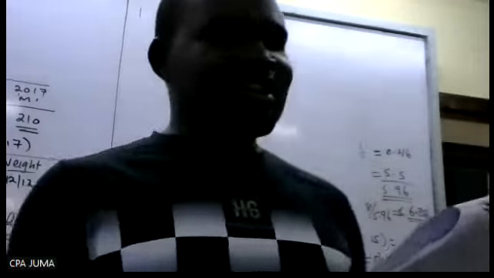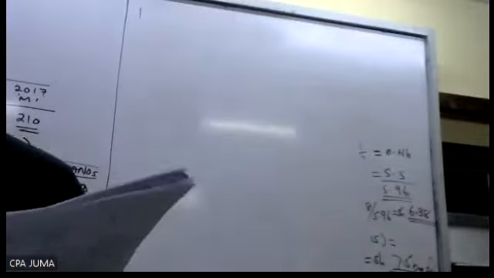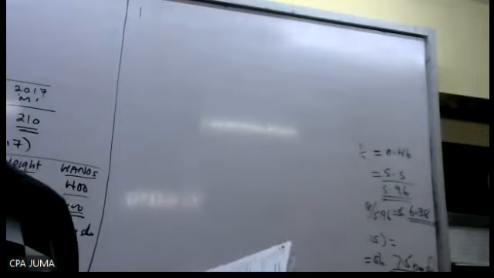Madenge, check 2017 is 200. Equity share capital in brackets is shilling 0.5. 200 divided by 0.5 is 400. Done.